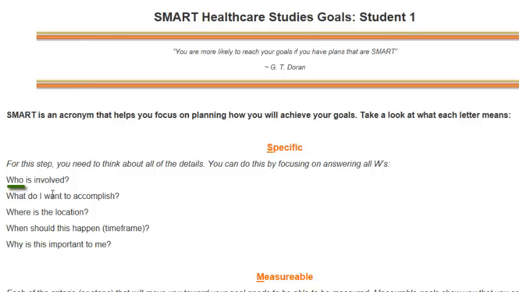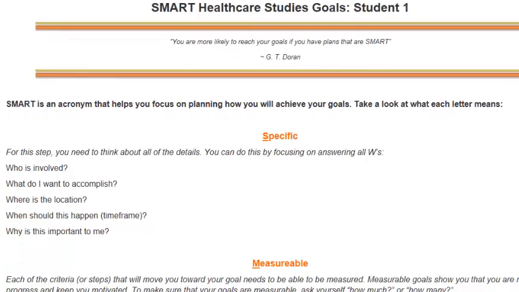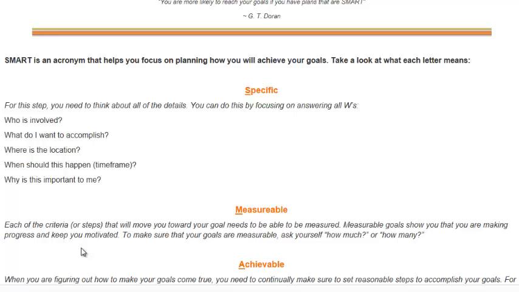Who is involved? What do I want to accomplish? Where is the location? When should this happen, or the time frame? And why is this important to me? Next is measurable. Each of the criteria or steps that will move you toward your goal needs to be able to be measured. Measurable goals show you that you're making progress and keep you motivated.